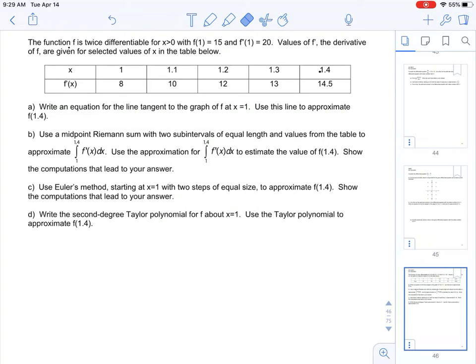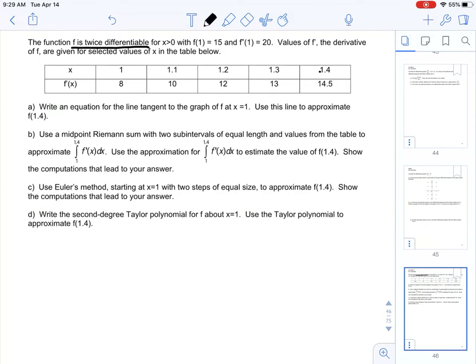This is a tabular problem. They tell us that a function f is twice differentiable. Remember, all that means is that the second derivative of f exists, which really means the first derivative exists, which also means f exists, and so f is continuous as well. In the table, they give us some values for x and some values of the first derivative.